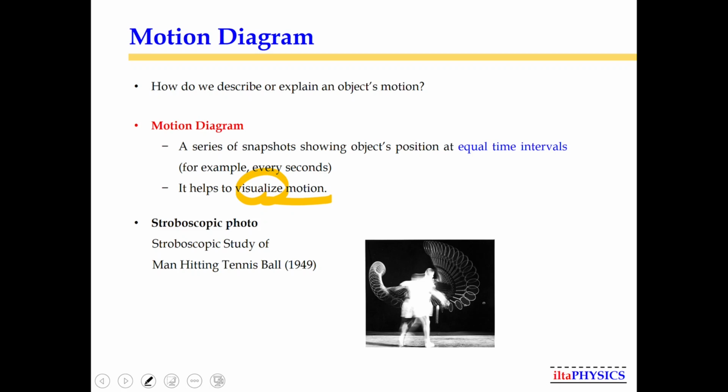Here's a famous historical photo called a stroboscopic photo, taken in 1949. It shows a person swinging a tennis racket, captured at very short, equal time intervals. By looking at the photo, you can clearly see the trajectory of the swing. This kind of information can be very useful in sports science, such as correcting a player's form. So, motion diagrams are a powerful way to visually and intuitively describe motion.